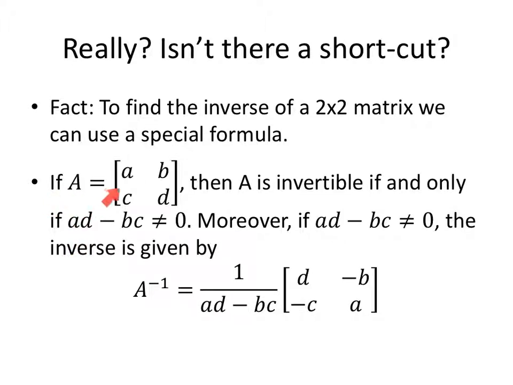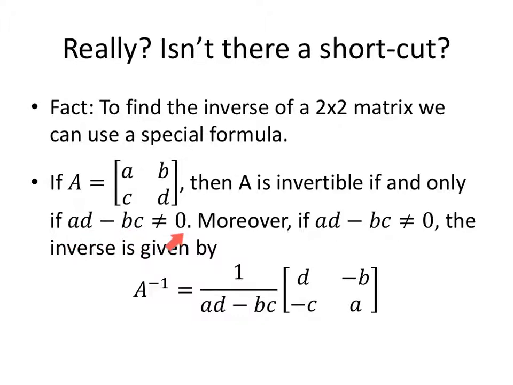If you have any 2 by 2 matrix, capital A, given by entries a, b, and row 2 is c, d, then the matrix is invertible, so an inverse exists, if and only if a times d minus b times c does not equal 0. We call this the discriminant. No, we don't. We call that the determinant. I had quadratics in my head. This is the determinant. It determines if there's an inverse or not.